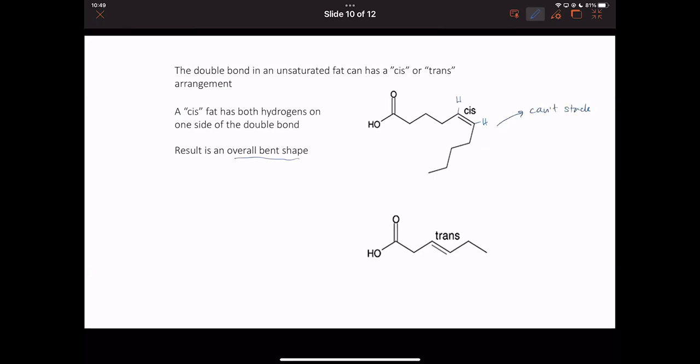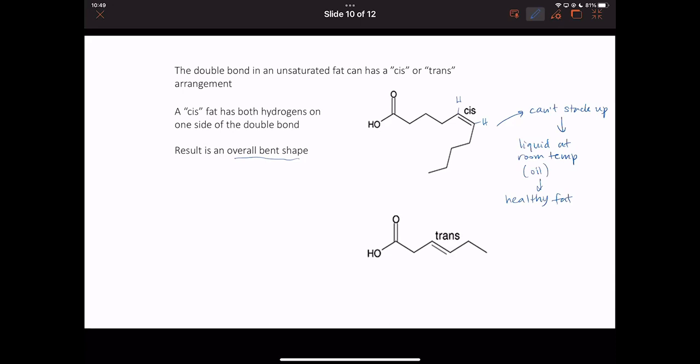When you can't stack these things up, this becomes a liquid at room temperature. And so when you have a liquid at room temperature, that's an oil, example of an oil, because it flows, and is also considered a healthy fat because it doesn't stack up in your arteries.